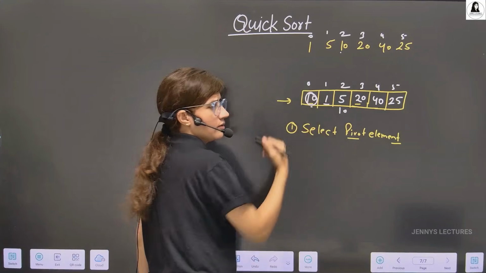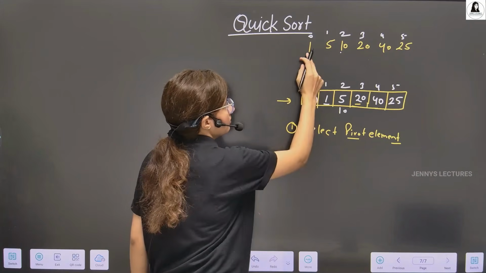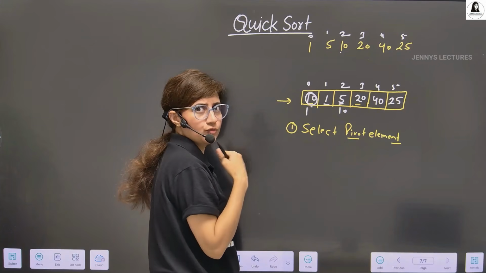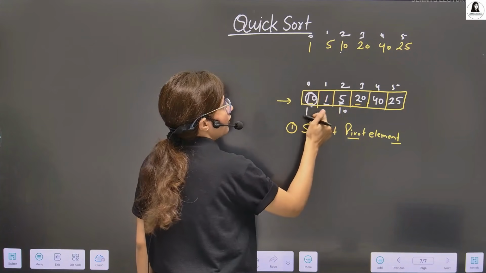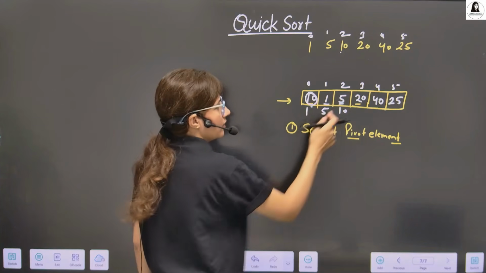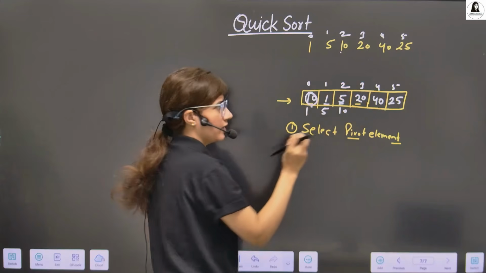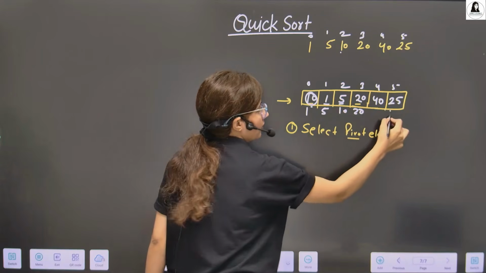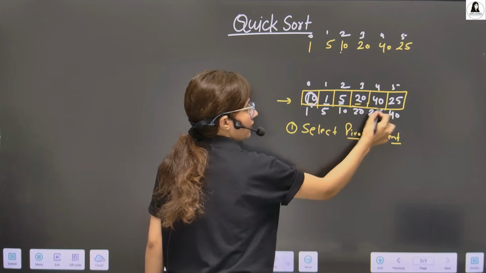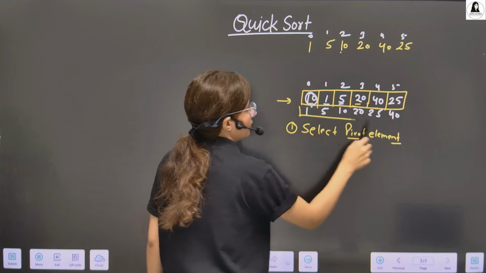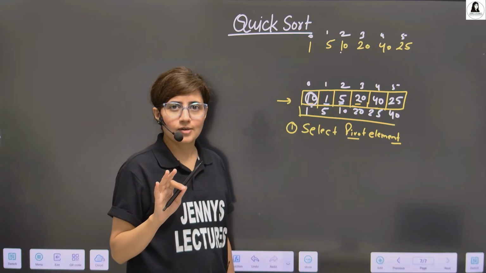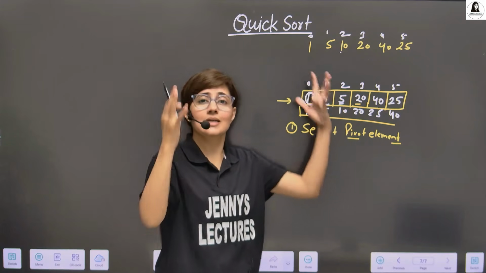Now let's pick 1. What is the correct position for 1? Here. Place it here. Pick 5. What is the correct position for 5 after sorting? Here. Put it here. Pick 20. What is the correct position for 20? Here itself. What is the correct position for 40? Here. What is the correct position for 25? Here. And now see, it is sorted: 1, 5, 10, 20, 25 and 40. So that is the basic idea.